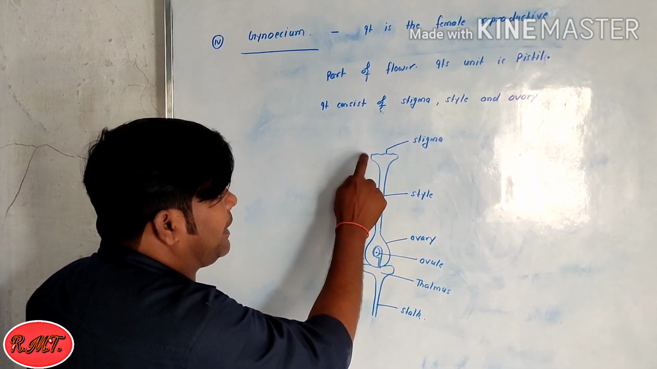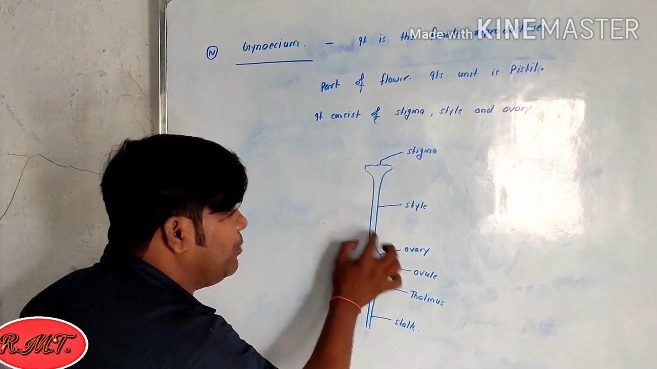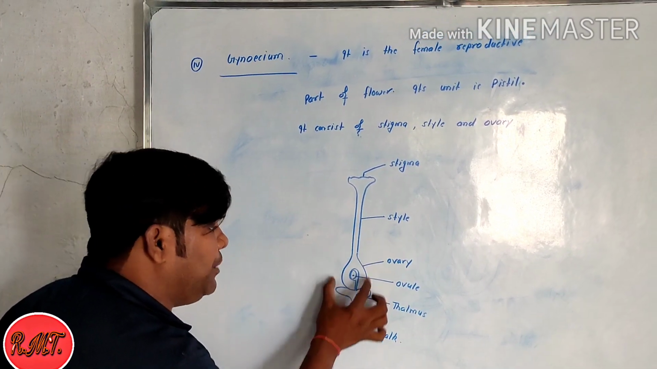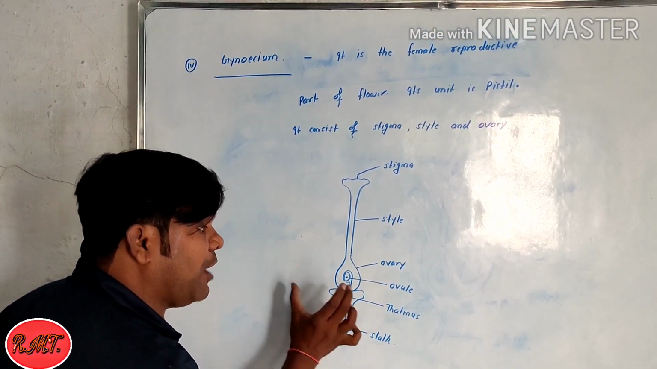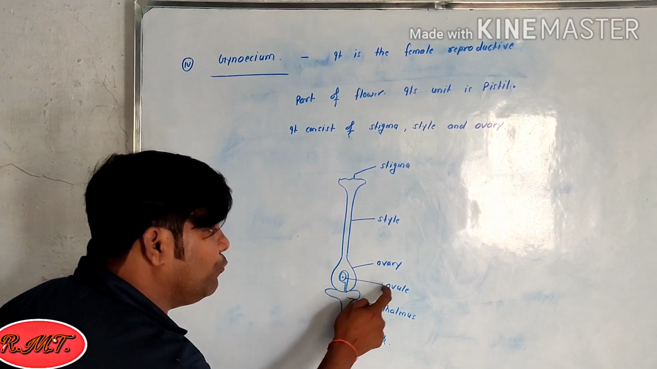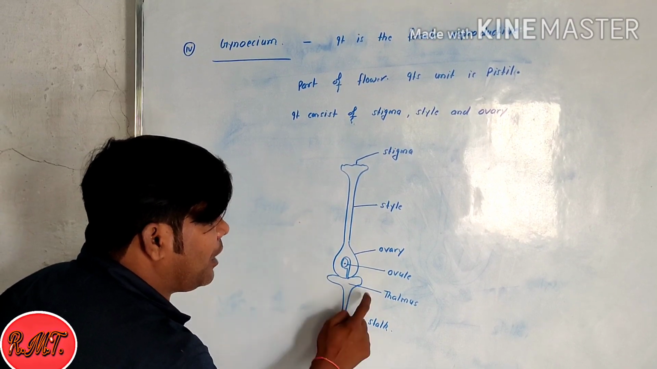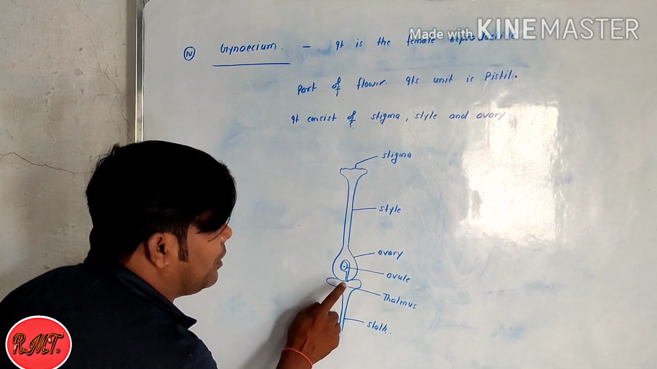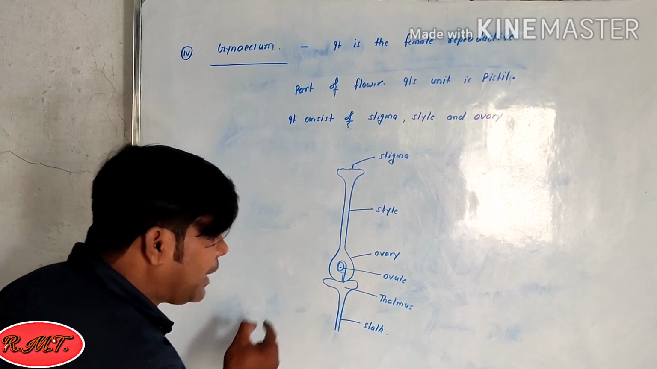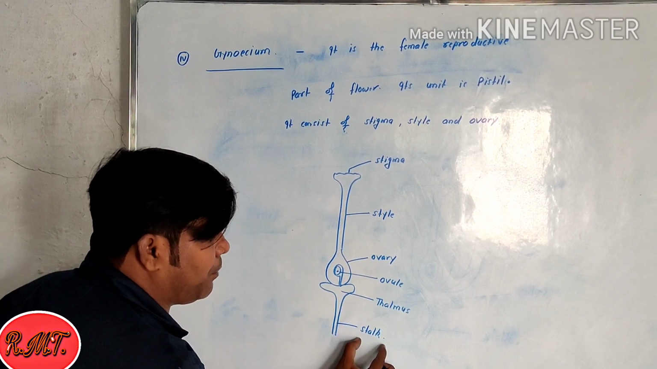Stigma is a plate-like structure. Just below the stigma, a thin tube-like structure is present, called style. The end portion of style swells up and forms a flask-shaped structure called ovary. In the ovary, ovules are present, and the whole structure is arranged on a plate-like structure known as thalamus, and this thalamus is attached to the branch with the help of the stalk.